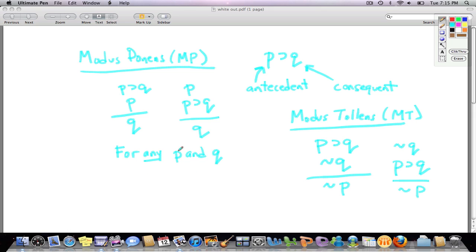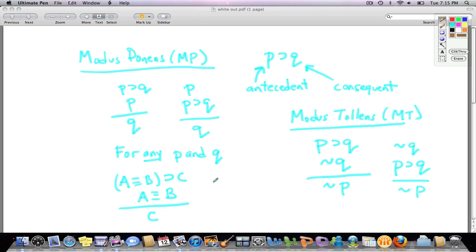Okay, a couple quick examples for any P and Q. Let's go with modus ponens. Let's say that P is an if and only if. We have A if and only if B, then C. For modus ponens, we would need the antecedent, A if and only if B. And what follows by modus ponens is the consequent, C.